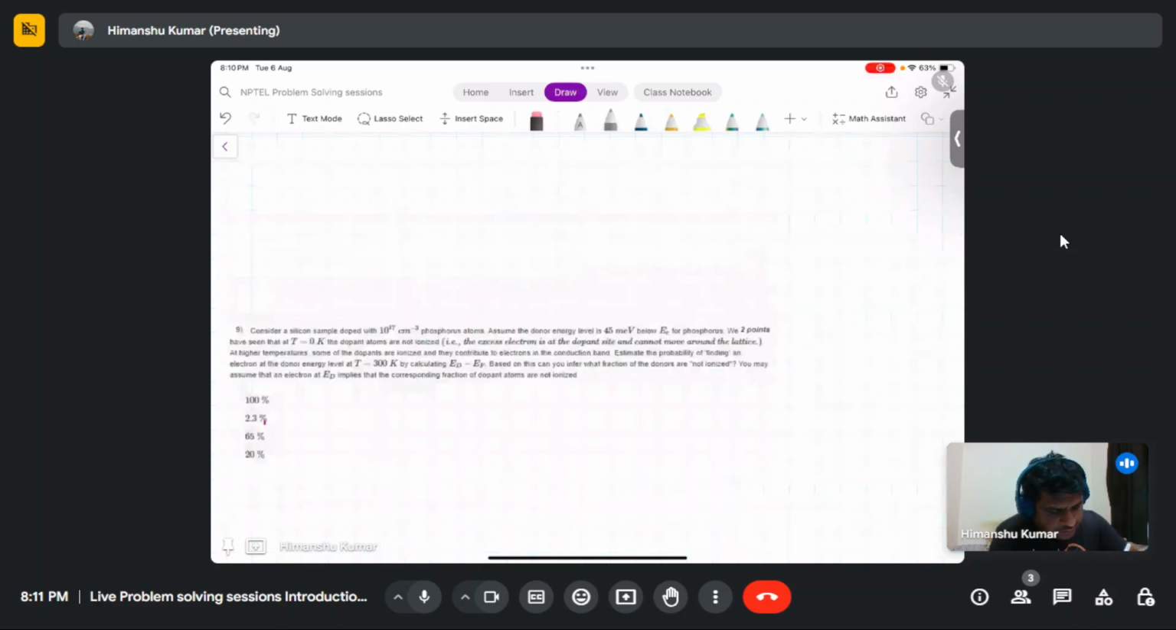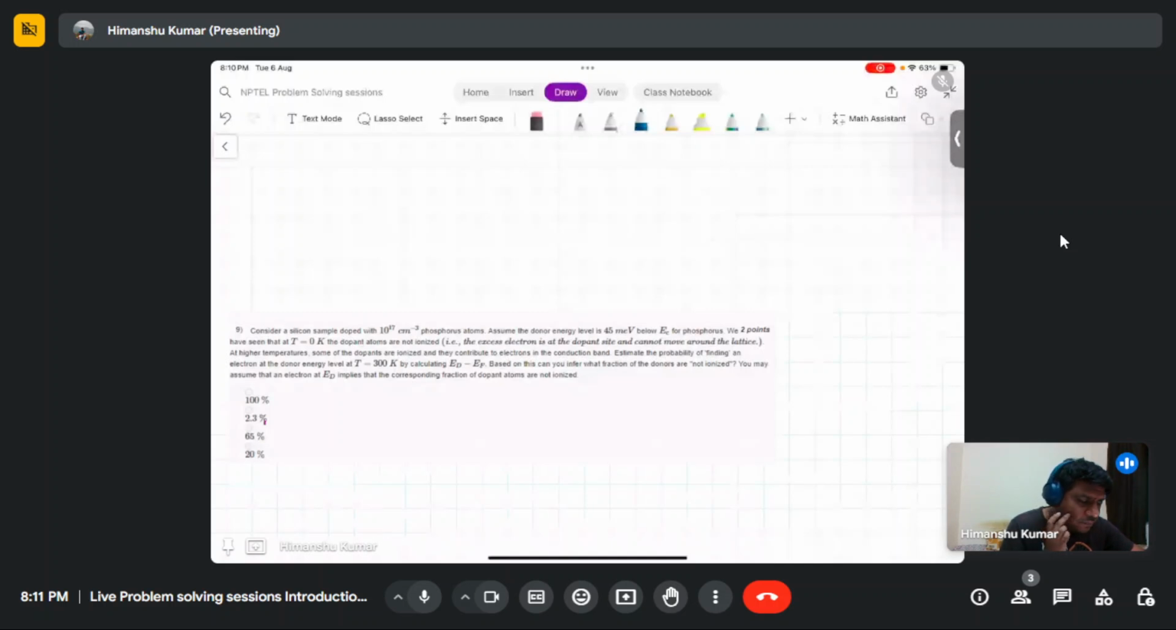Consider a silicon sample doped with 10 power 17 phosphorus atoms. Assume the donor energy level is 45 milli electron volt below the EC. So if we draw this, this is EC, this is EV, and this is Ei, and this is 45 milli electron volt. This is ED, the donor energy level for phosphorus.